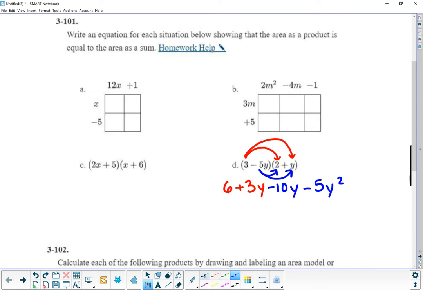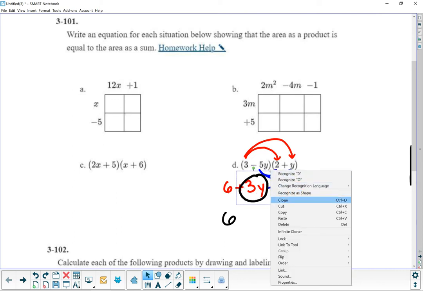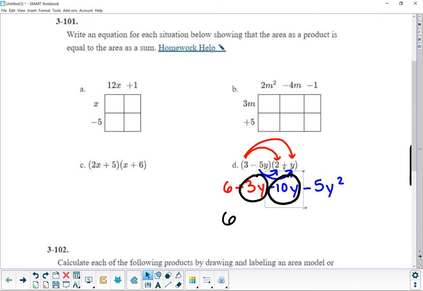Okay, now you got to combine like terms. So we're going to start off with the 6, and there's no other number that is just a plain number like 6 or 5 or 27. So we're just going to write down 6. Okay, and then next thing we're going to do is combine some terms. We have a 3y, and we also have a negative 10y. Okay, those are both y's, so we can combine those. So positive 3y and negative 10y makes a negative 7y.